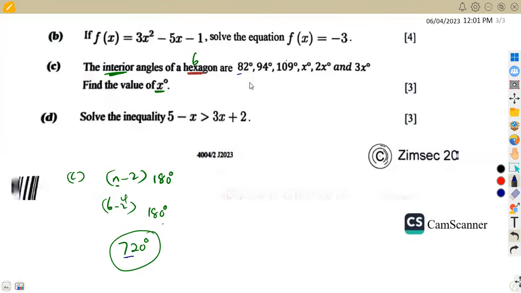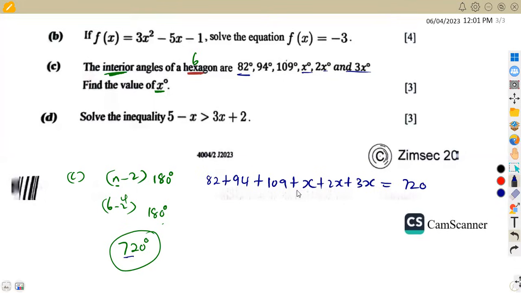So if we combine these angles, 82 degrees plus 94 degrees plus 109 degrees plus x plus 2x plus 3x, if we add everything here, we must obtain 720 degrees. So what have we formulated? It's an equation for x. So we can solve for x.